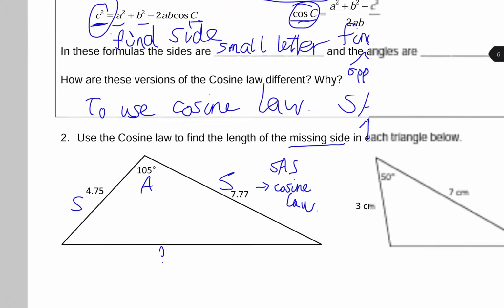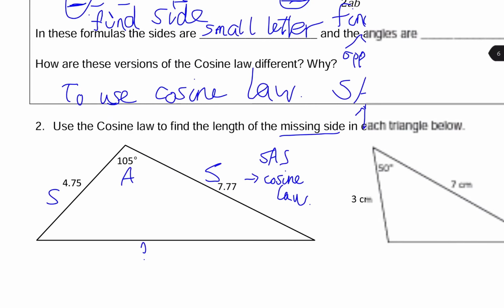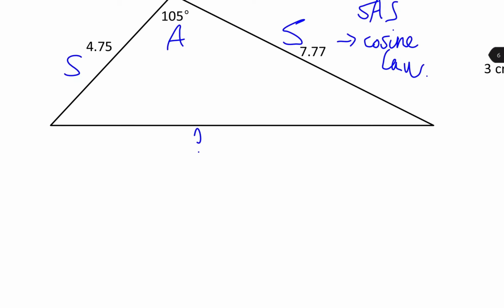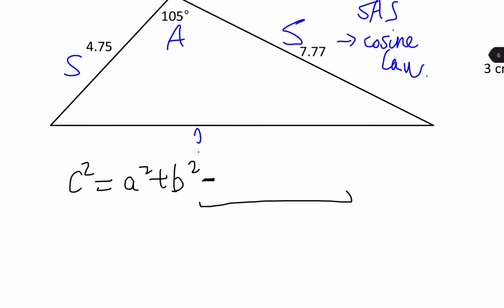Once again, we're looking for a missing side, so we're going to end up using this formula. Remember, it's not the Pythagorean theorem, it's not c squared equal to a squared plus b squared. There's an extra term attached behind it, minus 2ab cosine of C.